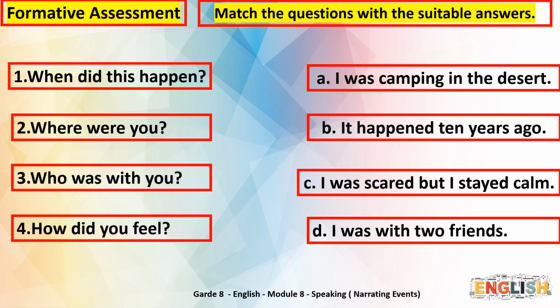Okay. 1. When did this happen? Good for you, it is B. It happened 10 years ago. 2. Where were you? It is A. Good. I was camping in the desert. 3. Who was with you? Well done. It is D. I was with 2 friends. 4. How did you feel? It is C. I was scared, but I stayed calm. I hope all your answers were correct.